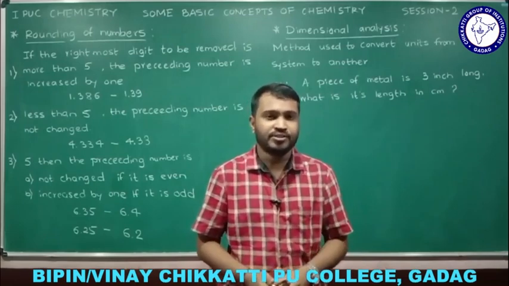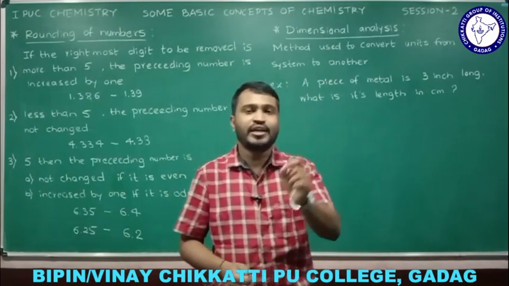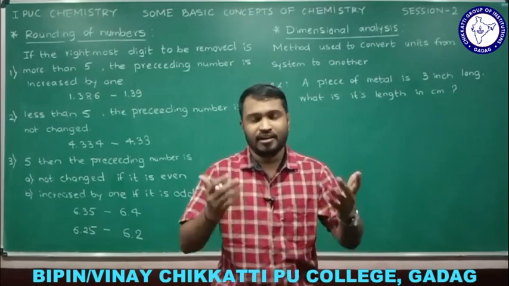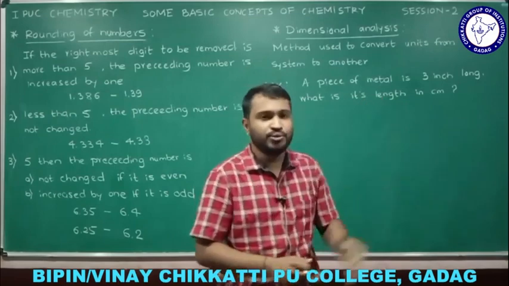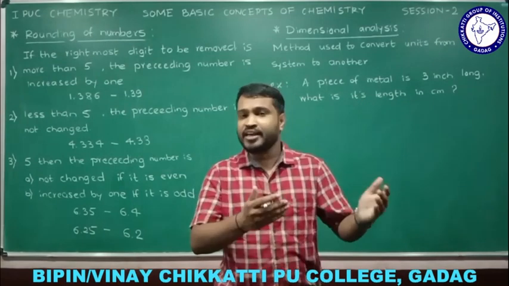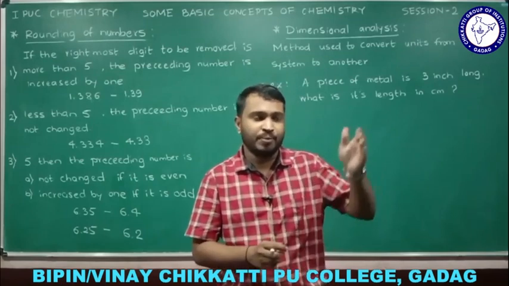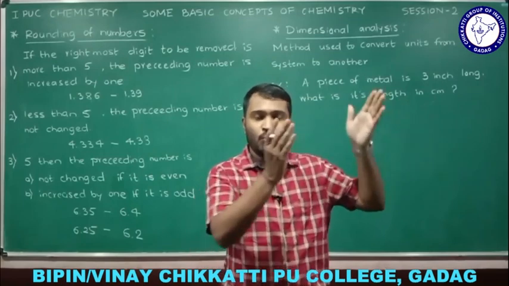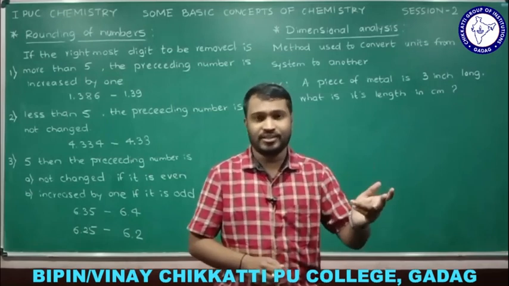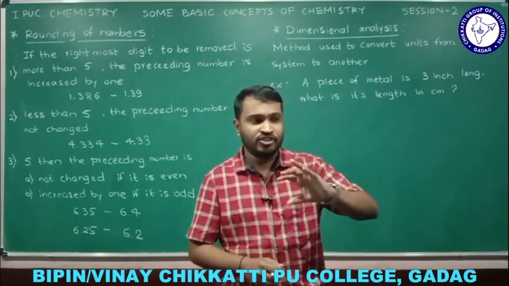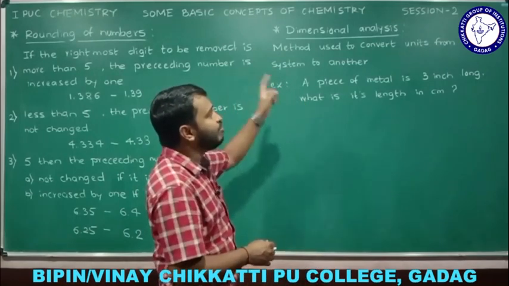After rounding of numbers, we'll see dimensional analysis. You can call it the unit factor method or factor label method; we have different ways of naming it. So what are we going to use this for? In some cases we need to solve problems, and while solving problems the given data may be in one set of units. In that case we are supposed to change the units. That kind of changing of values according to the units, while solving problems, we call dimensional analysis.